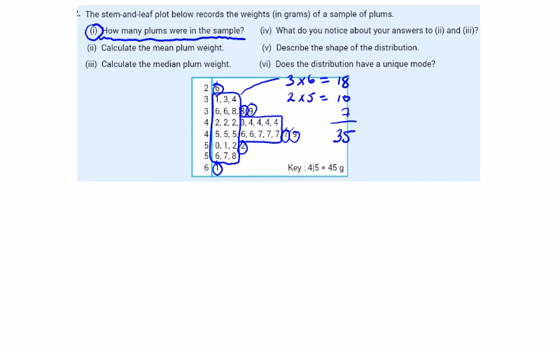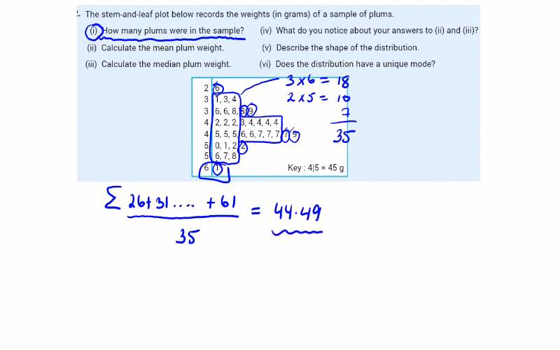Calculate the mean. So we have to add all of these: 26 plus 31, all the way to the last one, plus 61. You'd be very unfortunate if you had to add 35 numbers together on a calculator and divide by 35 in any exam at any level. It would be an awful question because it's so easy to make an error. So see if you can do it. The answer here is 44.49. And any time you do anything on the calculator, of course, you have to check your answer a second time. You have to go back and do it again because you can never trust it the first time.